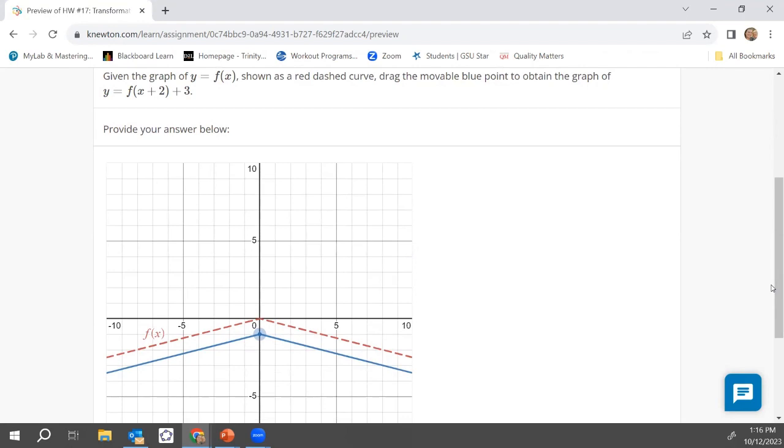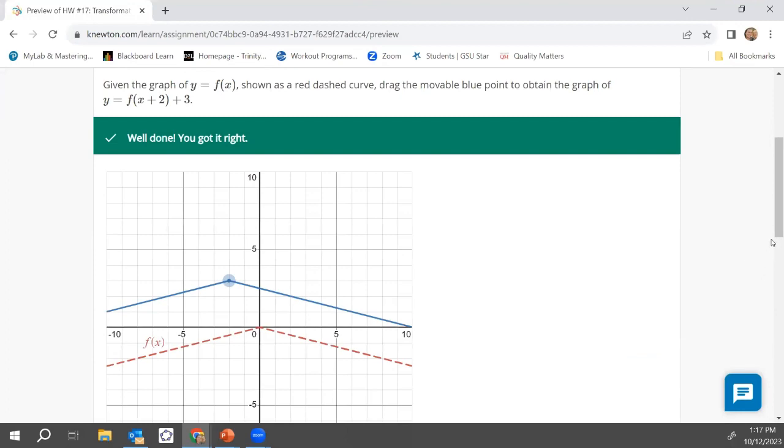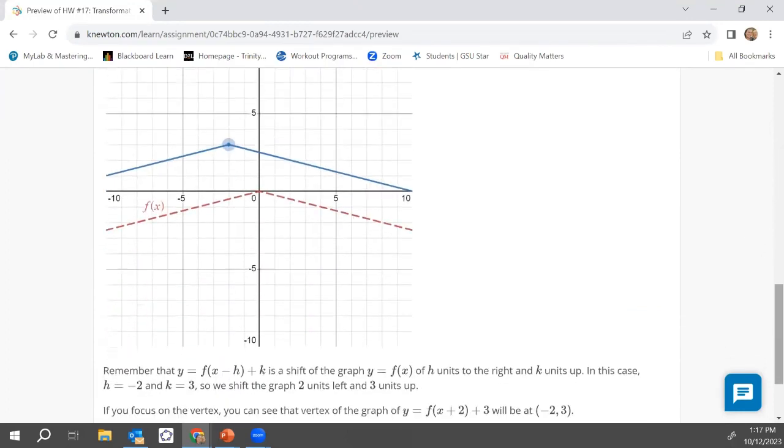Okay, the original is red. We want to move this one. So the only thing we have to do here is this is where it starts. And we have to go, let's see, if it's x plus 2, we're going to go left 2. And then outside is plus 3, so up 1, 2, 3. And that's the only thing we have to do with that one. There's no flipping or compressing or anything like that.